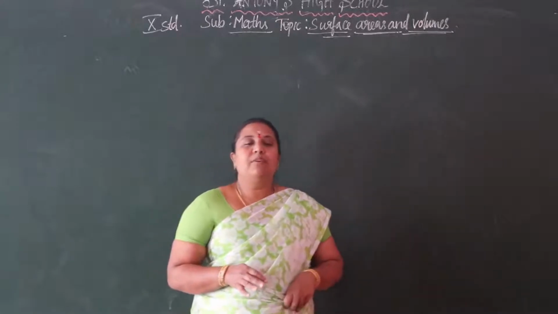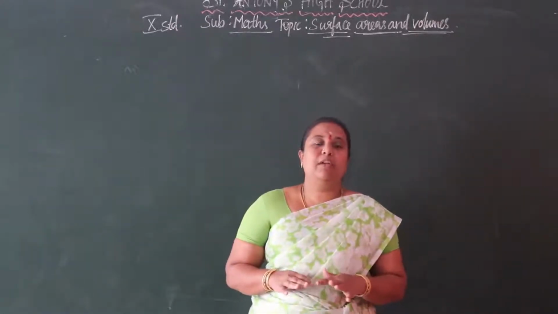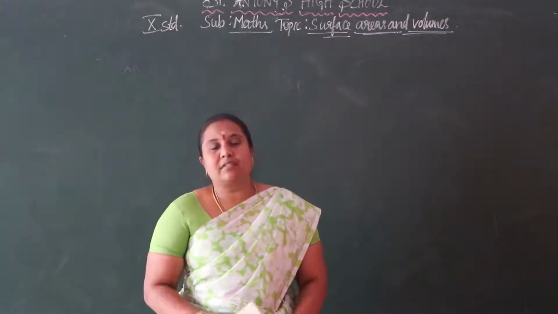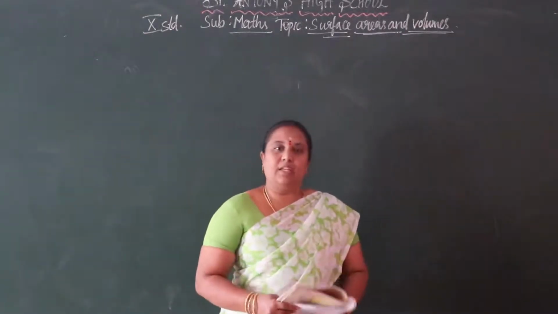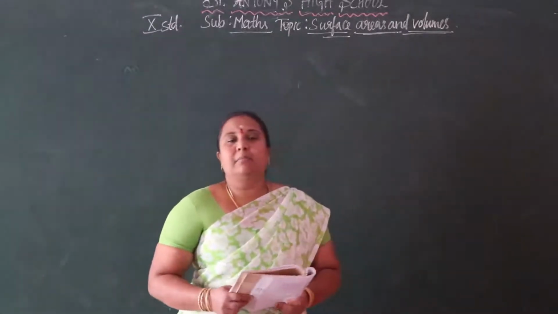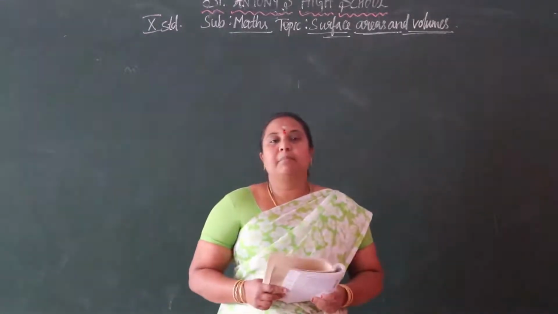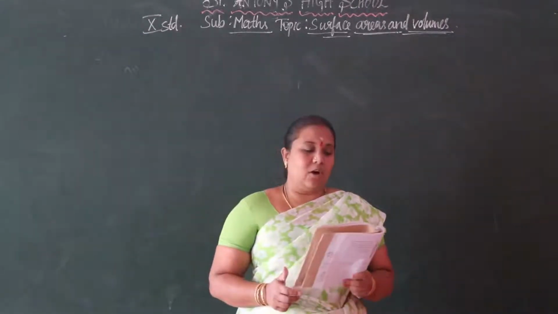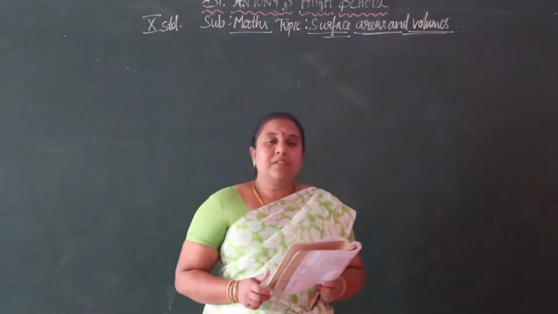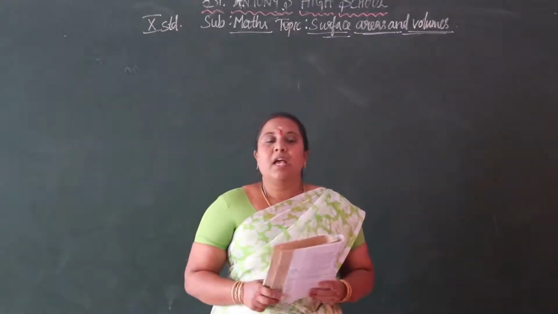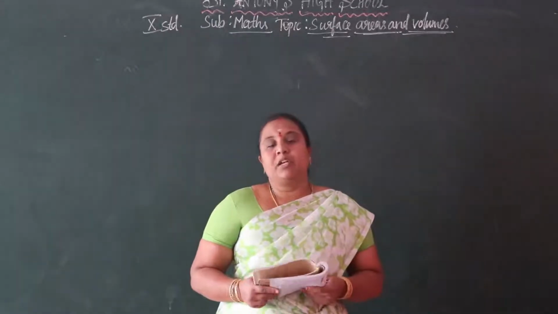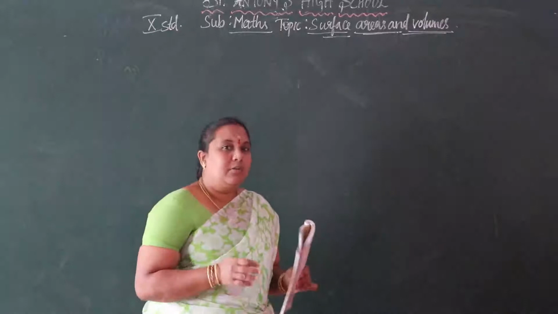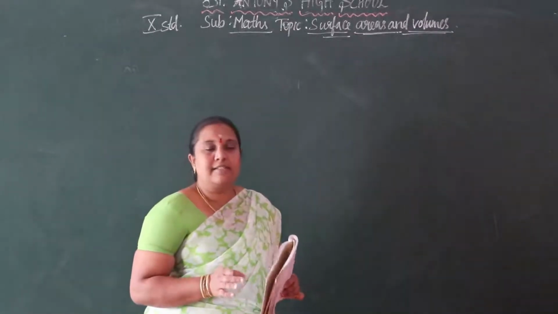So we have Example 4 in your textbook, given on page number 133. Here Mayank made a bird bath for his garden in the shape of a cylinder with a hemispherical depression.